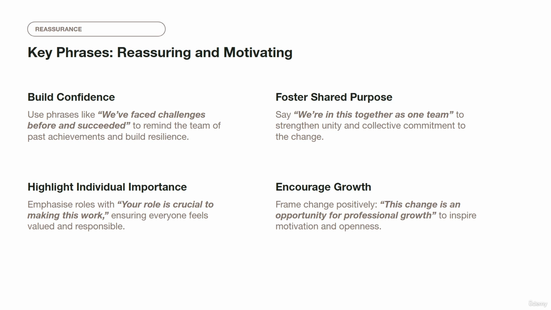Did you say, you know what, Adam, your role is crucial to making this work. Especially if you use the person's name, they're going to know, okay, I do have a role to play here. We spoke before in the course about how powerful it is to use people's names. Frame change positively. The change is an opportunity for professional growth. So that means, yeah, your job is going to get harder. But think of it in terms of professional growth.